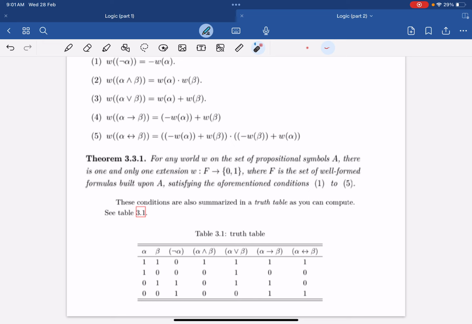And these formulas can now be summarized into the truth tables that we've always known. So if this is 1, 1, then this is 0, 1, 1, 1, 1, and so on.